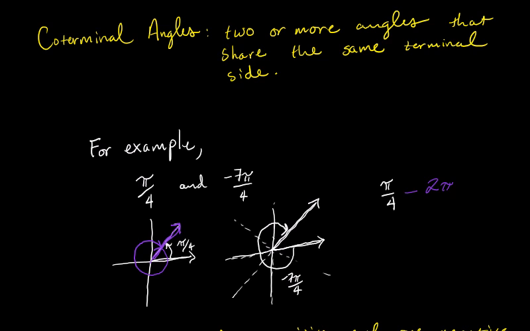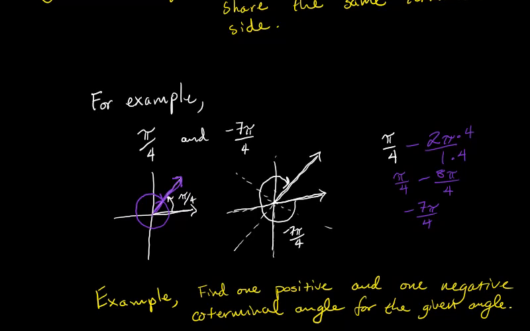Now, since they're fractions, we have to use good fraction work. We're going to have to get a common denominator, so I'm going to multiply by 4. And so I'll have pi fourths minus 8 pi fourths. Keep the denominator the same. 1 pi minus 8 pi is negative 7 pi fourths. And so you can add or subtract full revolutions in order to get coterminal angles. Just remember that in radians, a full revolution is 2 pi.